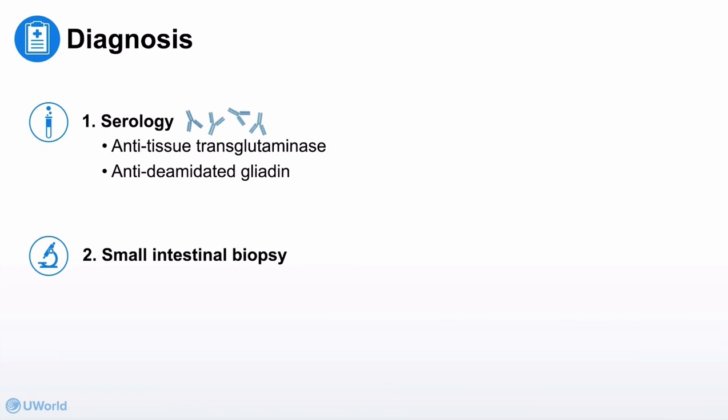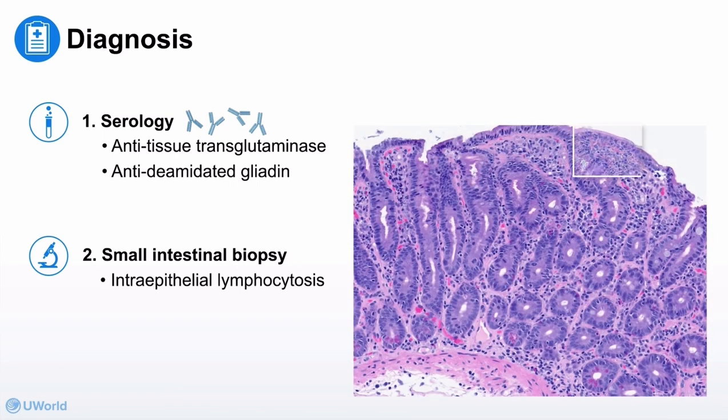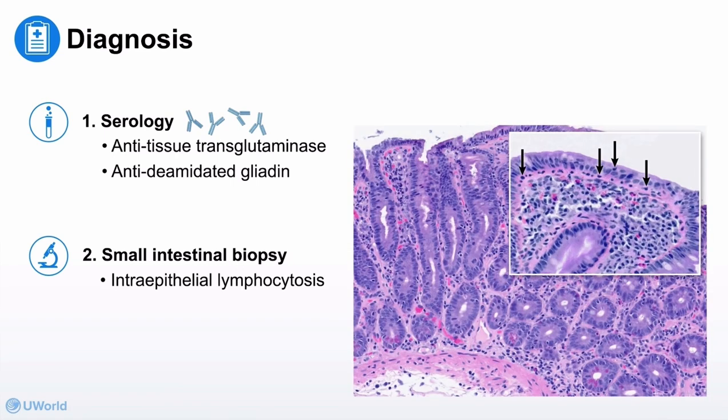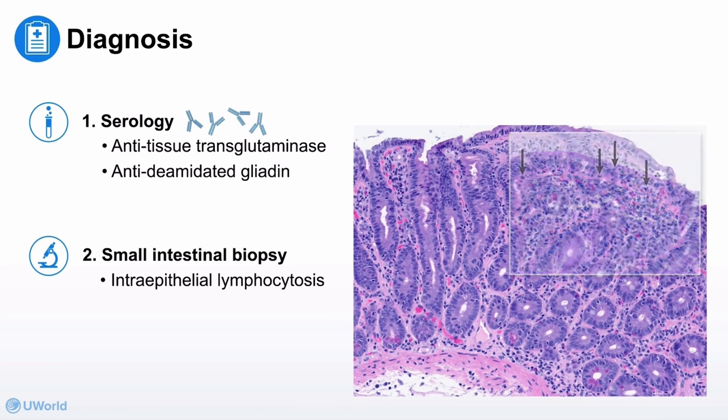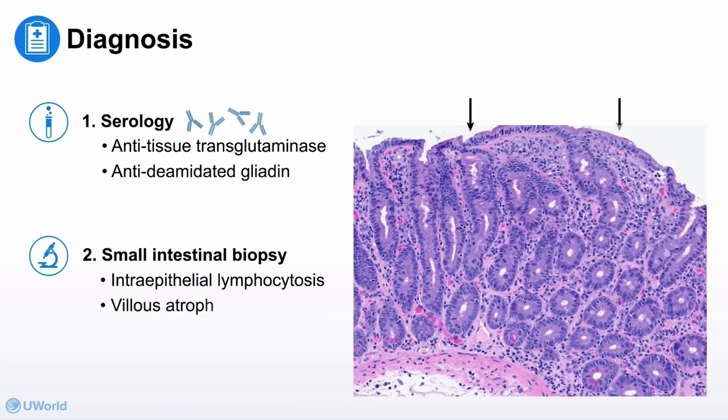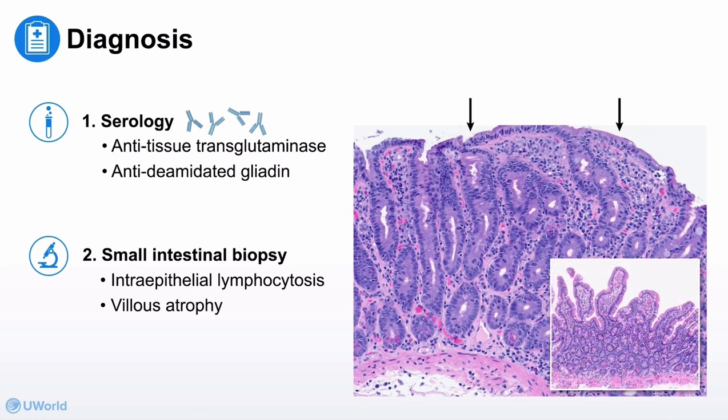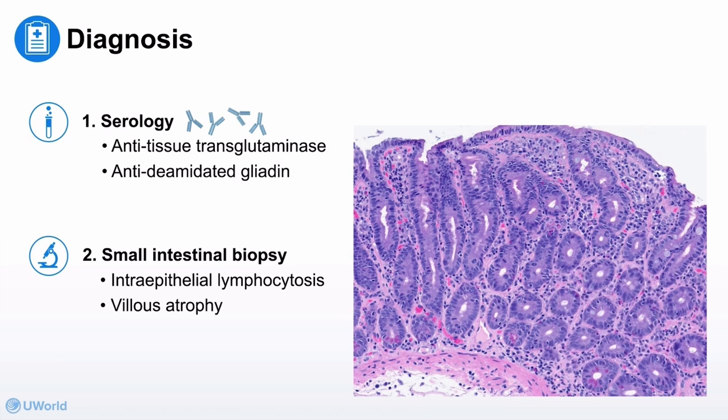The earliest finding is intraepithelial lymphocytosis, which is an increase in lymphocytes in the epithelium. With time, we see progressive villus atrophy, or shrinkage of the villus height. Compare this to the finger-like villi seen in the normal small intestine. The third characteristic feature is crypt hyperplasia, or elongation of the crypts. This occurs as the cells in the crypts proliferate in order to replace the damaged enterocytes.